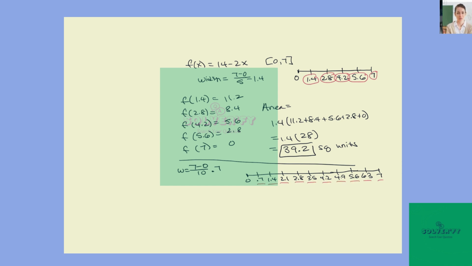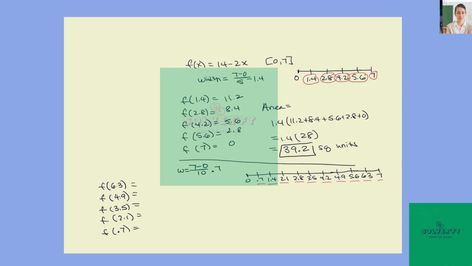Now I'm assuming the same right estimate, so I'm going to be using those values. So let's get some points. We need f of 6.3. We need f of 4.9. We need 3.5. We need 2.1. And we need 0.7. So let's get those additional heights.